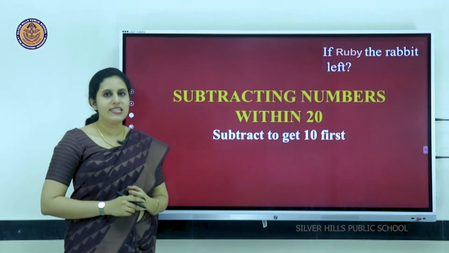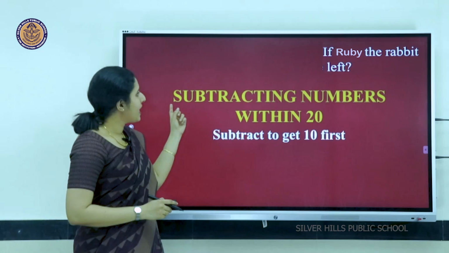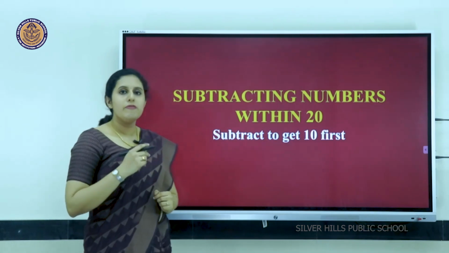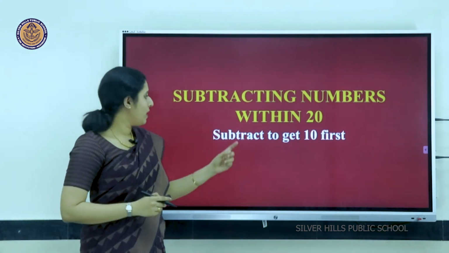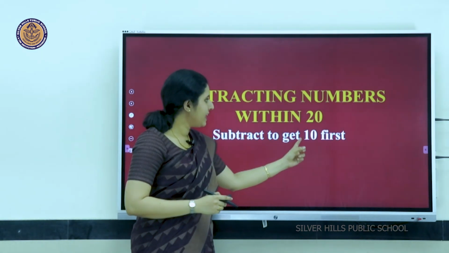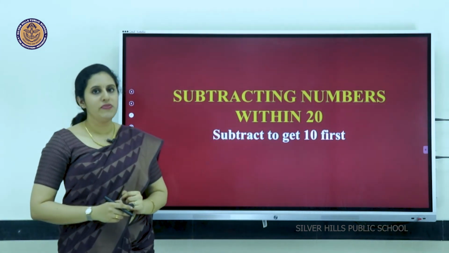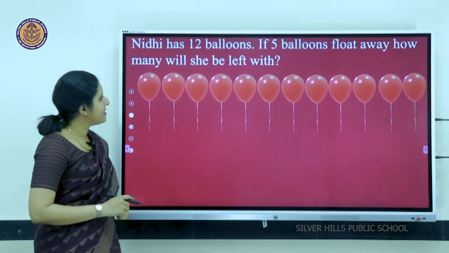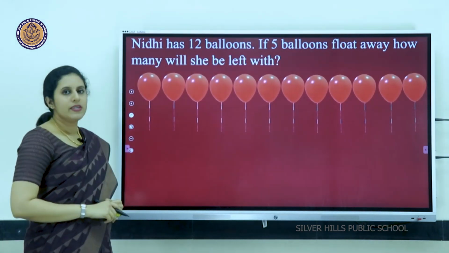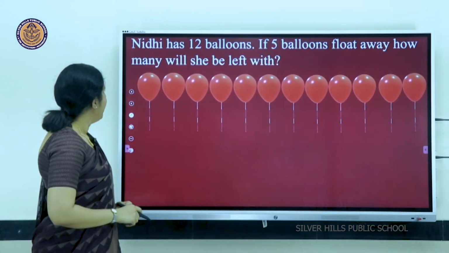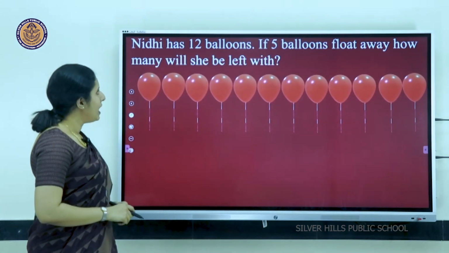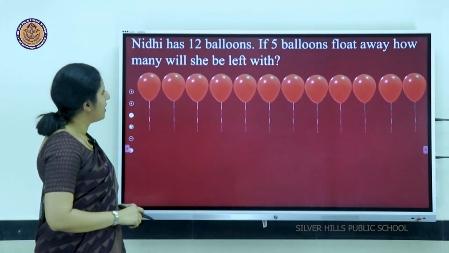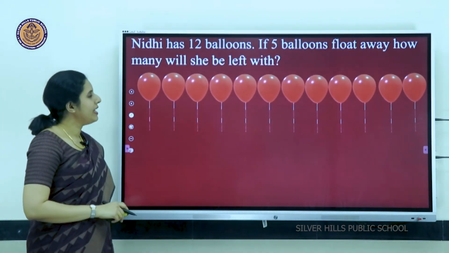Now, we are going to see the next topic, and that is subtracting numbers within 20. Subtract to get 10 first. Before it was subtract from ones only. Now see, subtract to get 10 first. So, this is a different way of doing the problem, and you will see that by looking at this example here. You can see the question on the screen. Nidhi has 12 balloons. If 5 balloons float away, how many will she be left with?